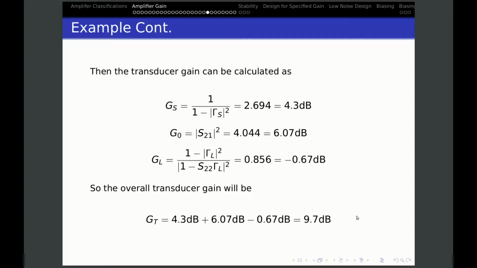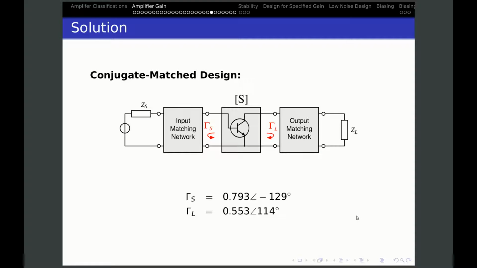Now, how to realize this maximum gain design? Well, we know our gamma S and gamma L having these values, and now we have to realize matching networks which give me this gamma S and this gamma L at these points. Let's start at the gamma L side. So when looking from the left into my output matching network, I should see a value of 0.553 and 114 degrees. That means I have to design an output matching network here that converts my ZL, which I assume to be 50 ohm, to my value gamma L, which is 0.55 114 degrees.